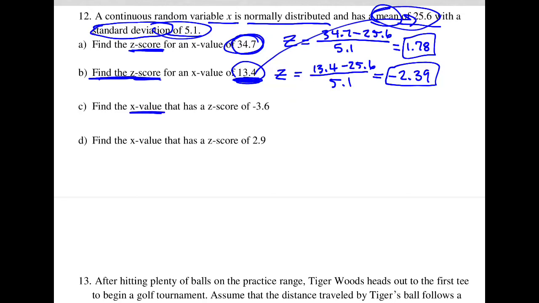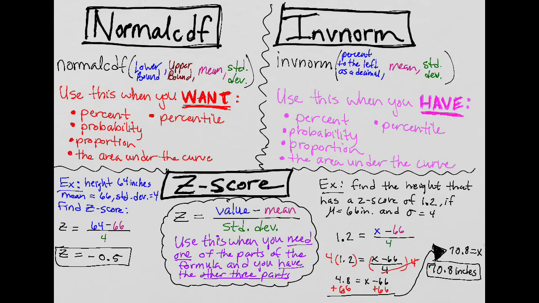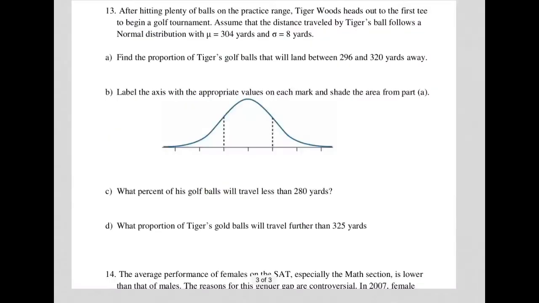All right, so now this one, we're finding the x value that has a z-score of negative 3.6. Now we're looking for the x value. We have the z-score. So we're putting this number where the z goes. So negative 3.6 is the z. We don't know the x because that's what we're finding. And we have the mean still. And we have the standard deviation. So here's one like the example I put on the page where you're having to work backwards. So you're having to undo what's being done. You know the z-score, you're looking for the value.